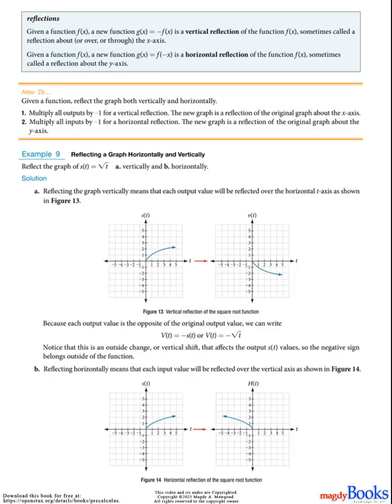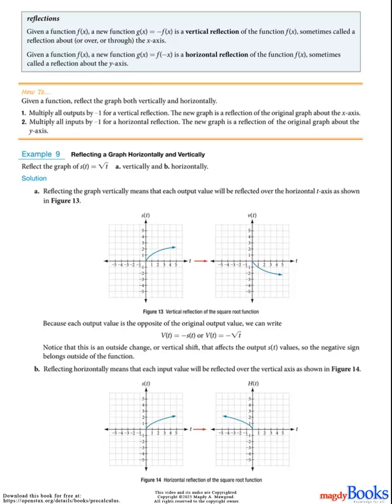Vertical reflection of the square root function. Because each output value is the opposite of the original output value, we can write v(t) = -s(t), or v(t) = -square root of t. Notice that this is an outside change, or vertical change, that affects the output s(t) values, so the negative sign belongs outside of the function.